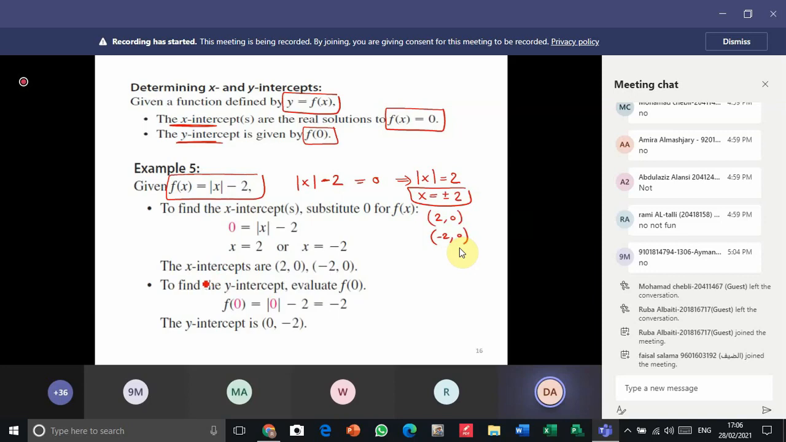To find the y intercept, just find f of 0, because for the y intercept, x equals 0. So find f of 0. F of 0 equals what? Look at this. Absolute value of 0 minus 2, this is equal to minus 2. So the y intercept is 0 and negative 2.